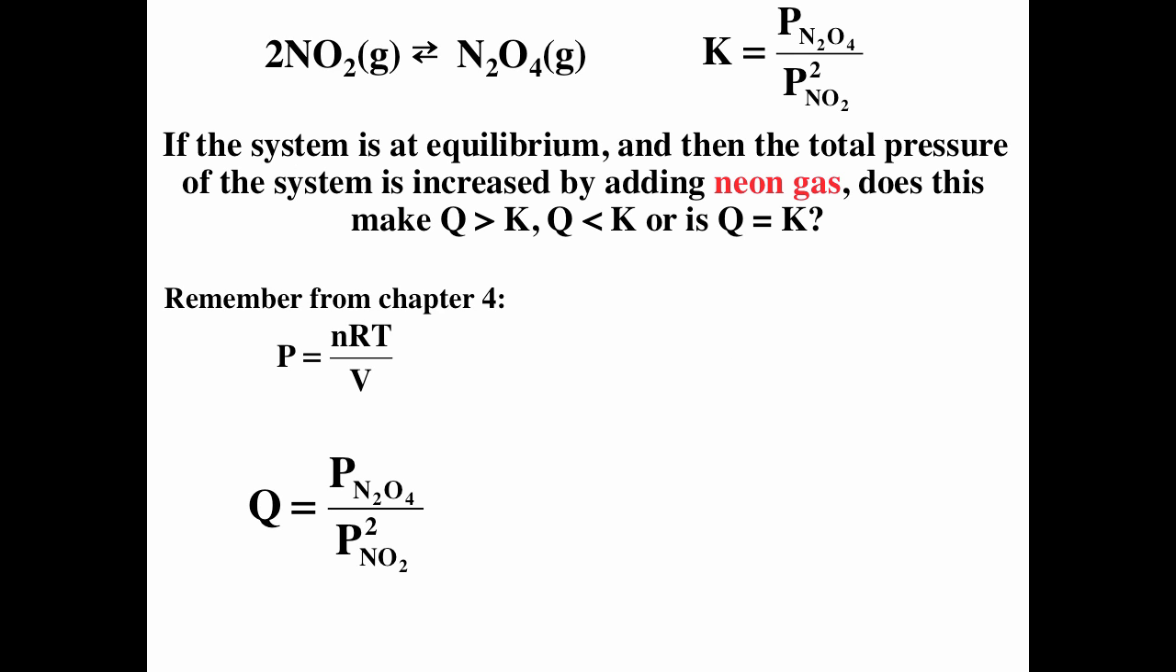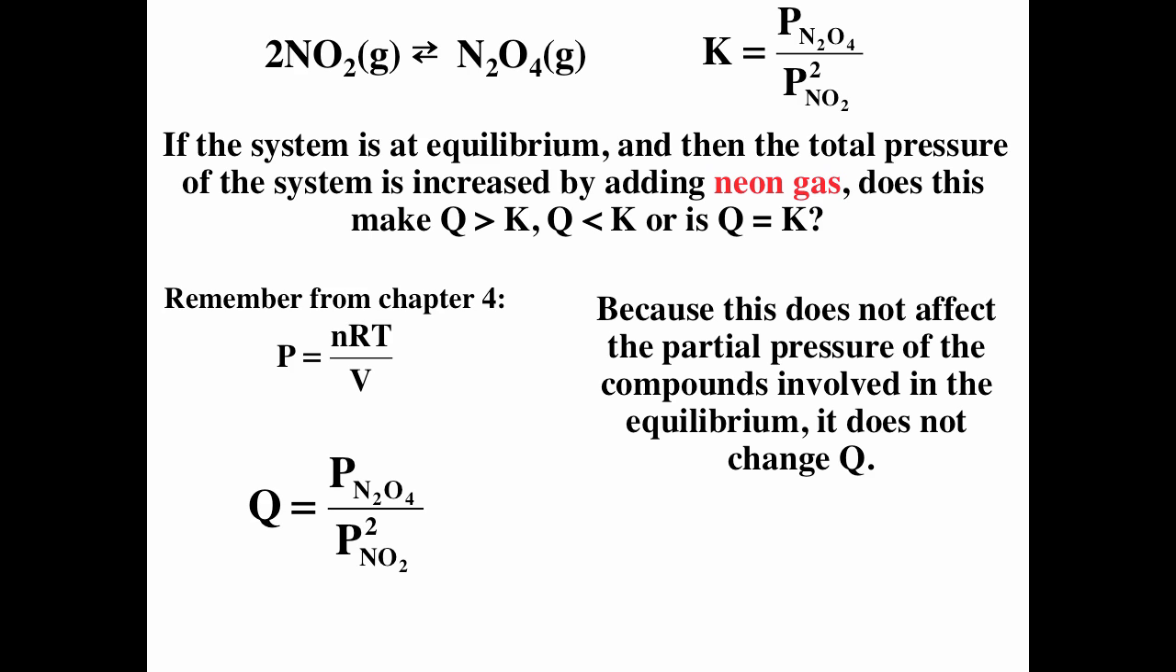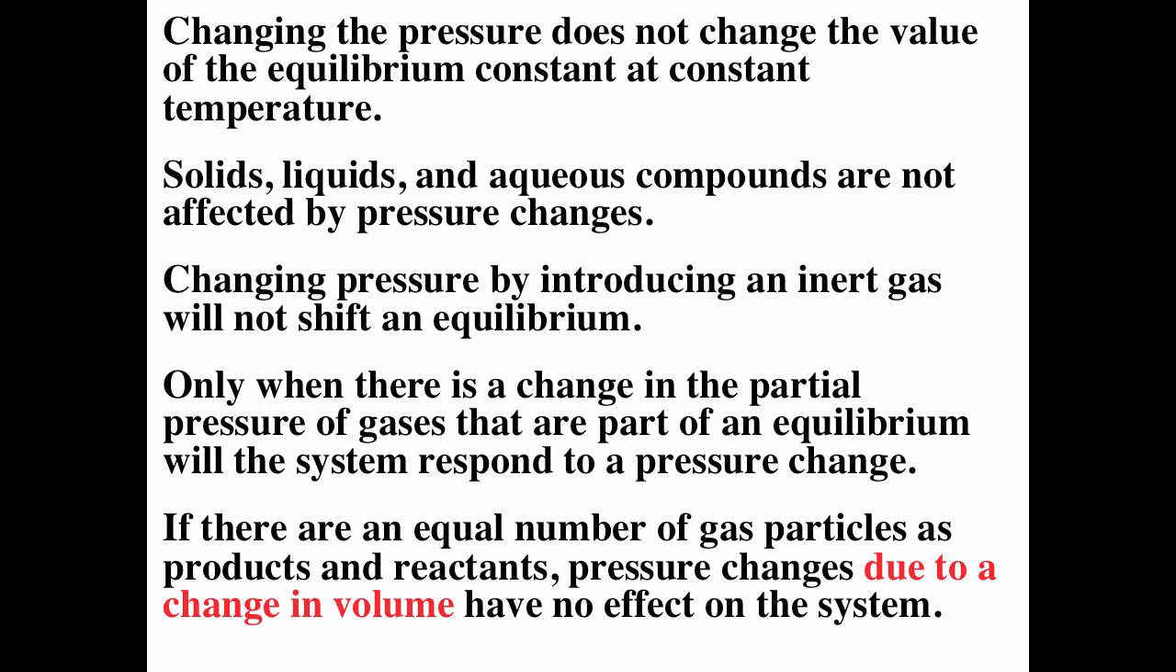We can look at another example. Say we're at equilibrium, and then the total pressure of the system is increased by adding neon gas. Does this make Q greater than K, less than K, or is Q equal to K? Now Q does not contain neon gas. Neon gas is a noble gas. It's not reactive. And so adding neon gas should not affect Q or K. Q remains unchanged. The system does not respond. Changing pressure does not change the value of the equilibrium constant at constant temperature.